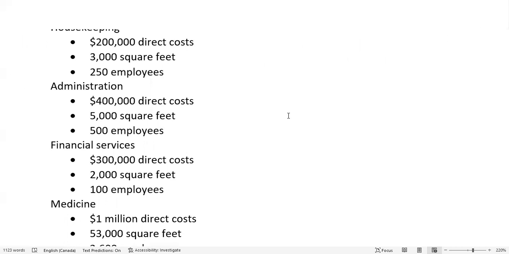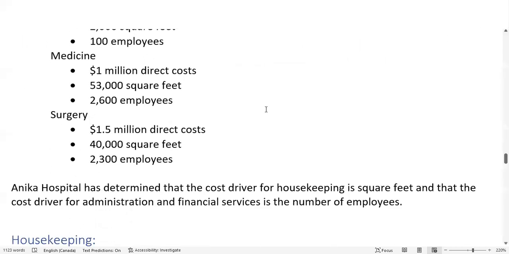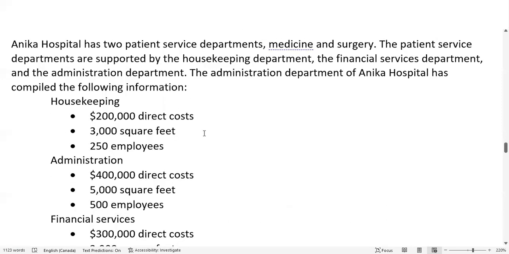And for medicine, which is now we're looking at the two patient service departments, medicine and surgery. Medicine has about $1 million in direct cost, about 63,000 square feet occupied, and about 2,600 employees. The surgery department has $1.5 million in direct cost, about 40,000 square feet occupied, and 2,200 employees. So the cost driver for housekeeping is square feet, and the cost driver for administration and financial services is the number of employees.